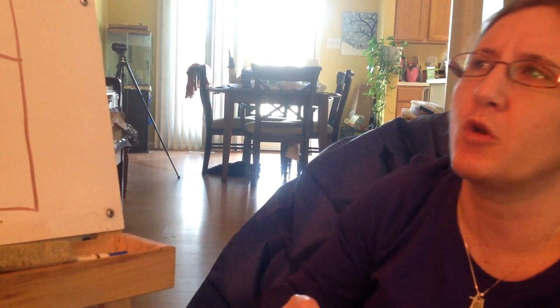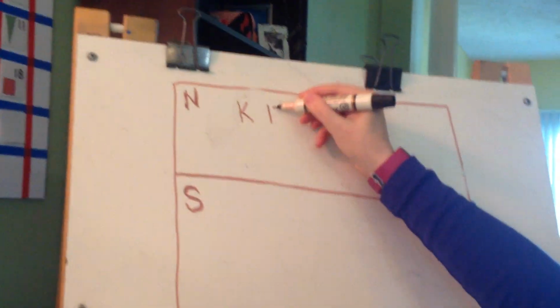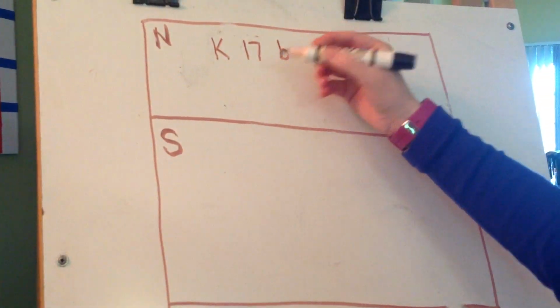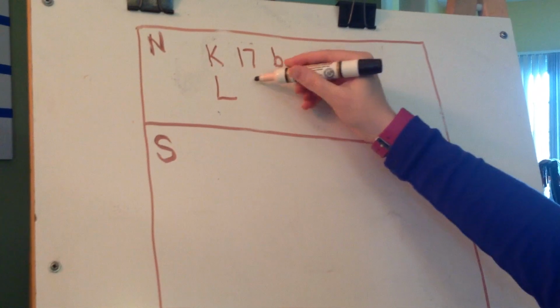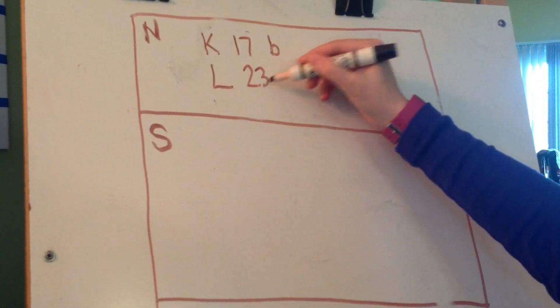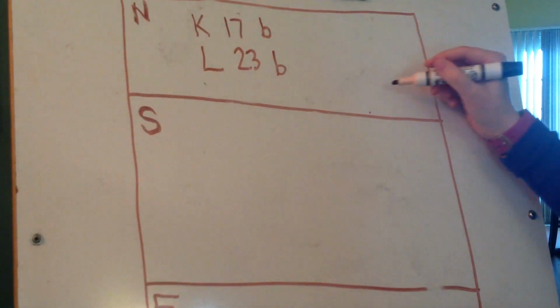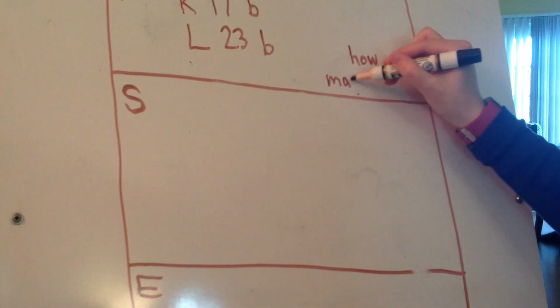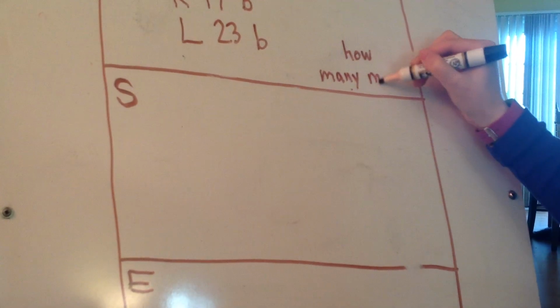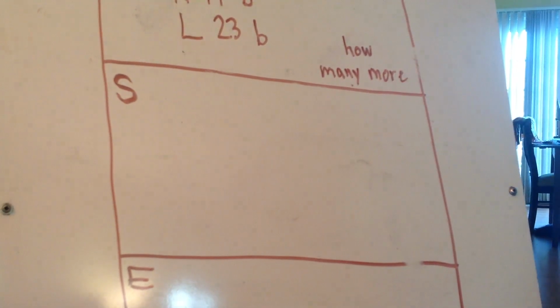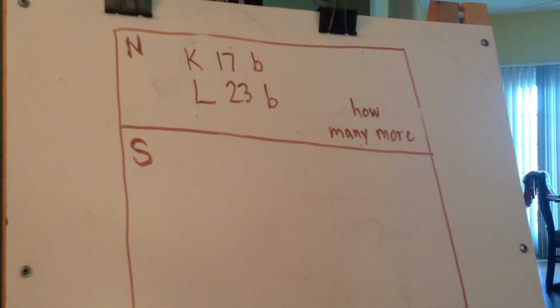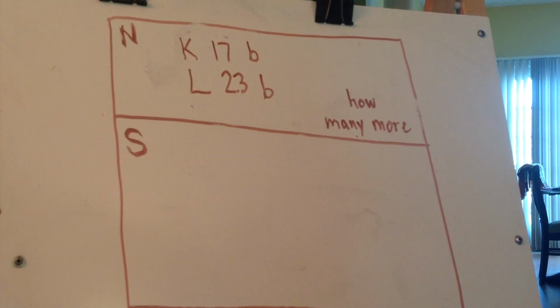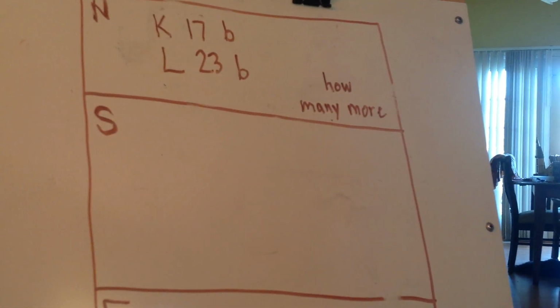Okay, we're going to take some notes while I say the problem again. So, Callie read 17 books, and Luke read 23 books. And I asked, how many more did Luke read than Callie? Pause your video and solve this problem.